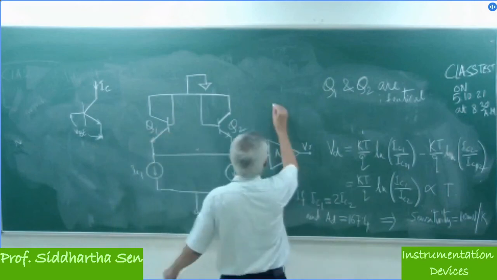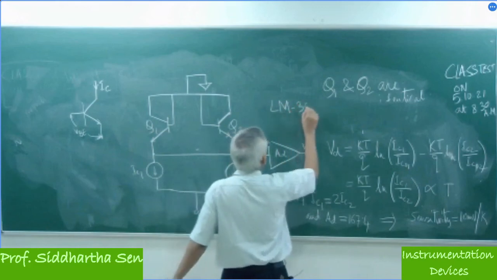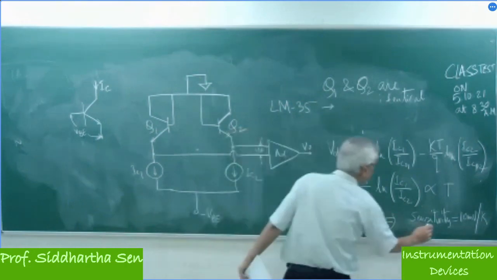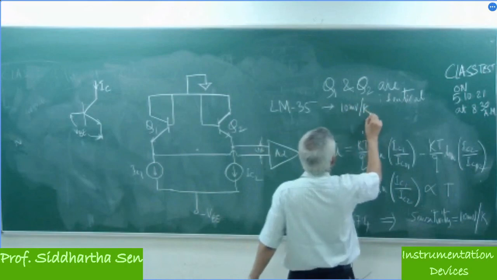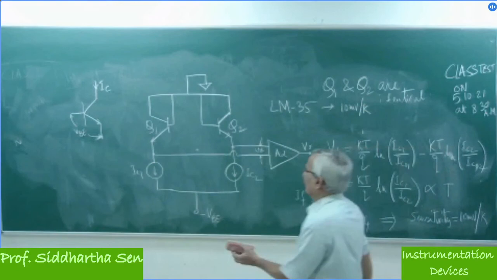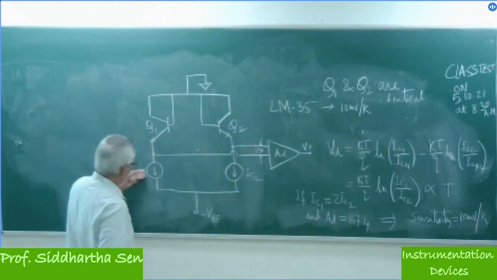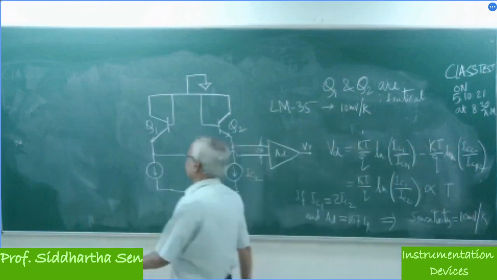In fact, LM35 is the same way of doing it like this. So here 10 millivolt per Kelvin is the sensitivity. Another one that is also a very popular type of IC is called AD590.